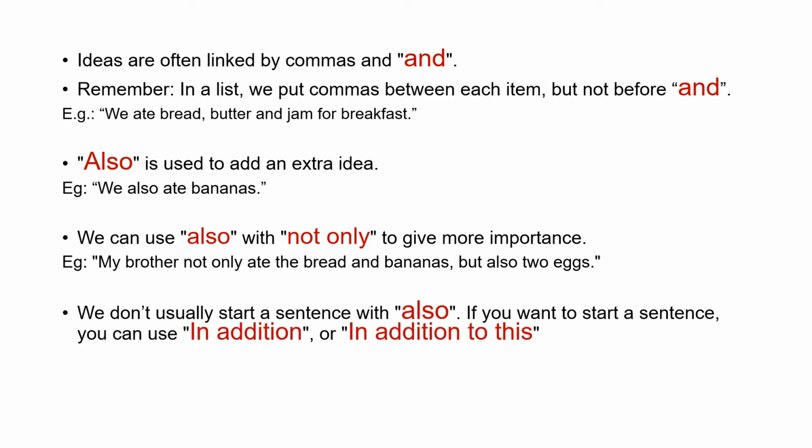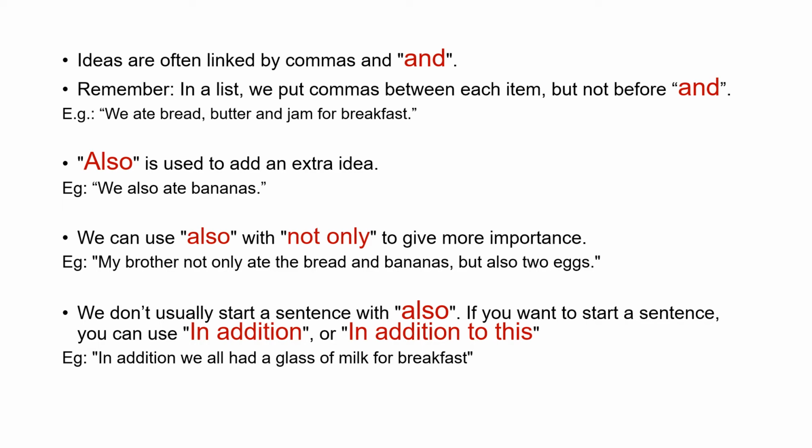You don't usually start a sentence with also. If you want to start a sentence with also, you can use in addition or in addition to this. Example, in addition, we all had a glass of milk for breakfast. So, the 4 linking words we learned here are and, also, how to use also with not only, and in addition. Please take your notes.